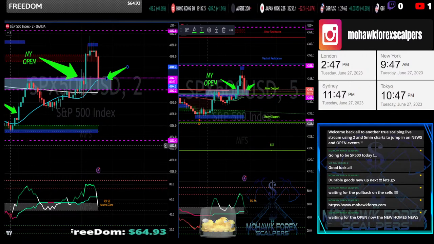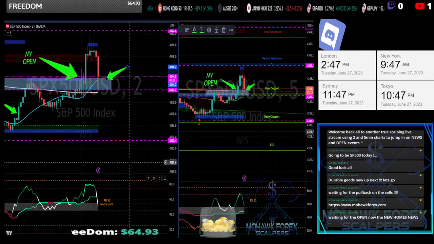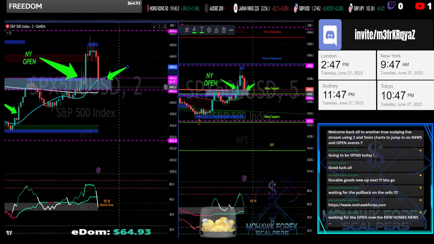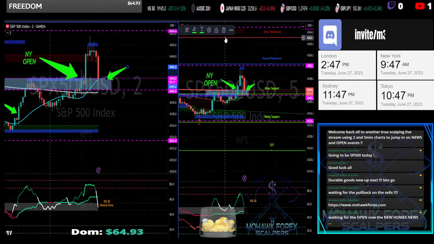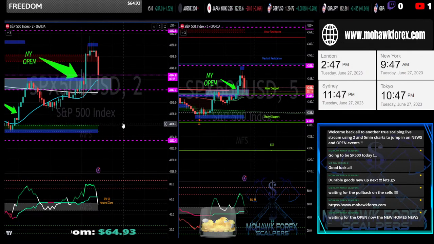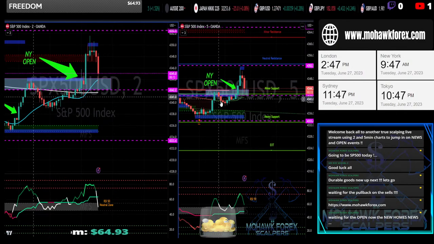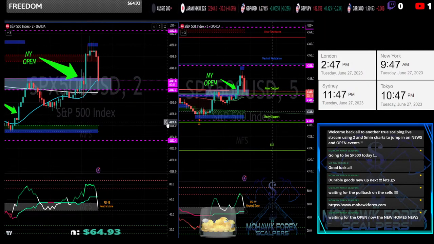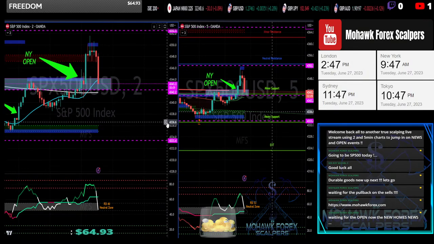Back into that zone. Now if it breaks the zone, we get red RSI. Guess what we're doing? We're selling. So, and this is what I mean, we can just play with this 2 and 5 minute setup. It's so powerful with our Mohawk Forex system here. Nothing amazing, you haven't got to do anything. I haven't got to draw anything.